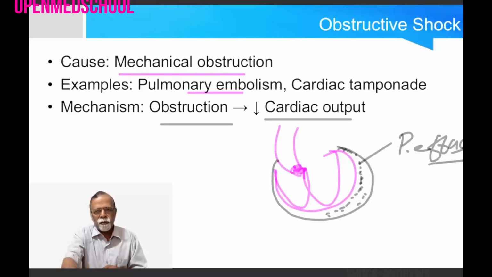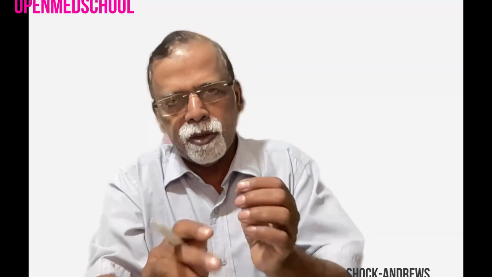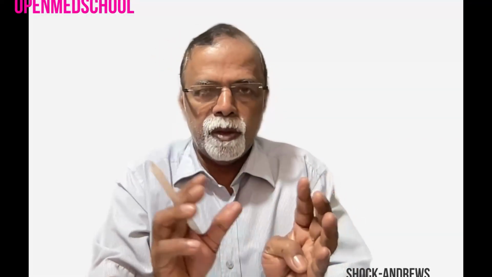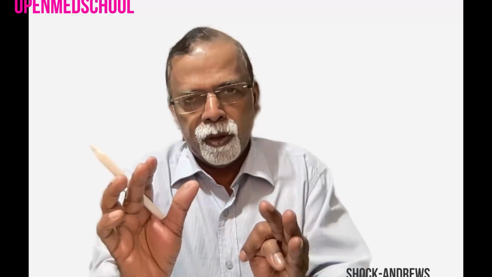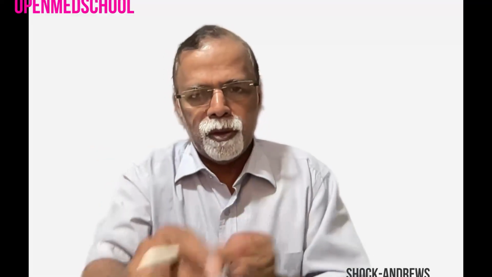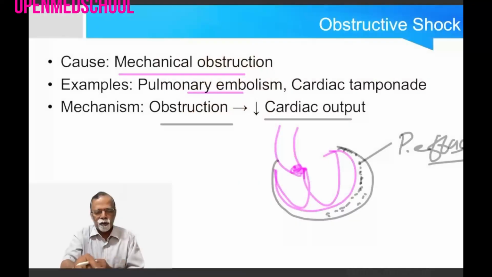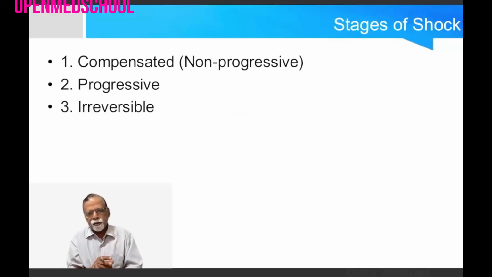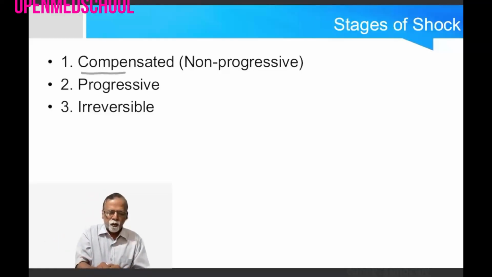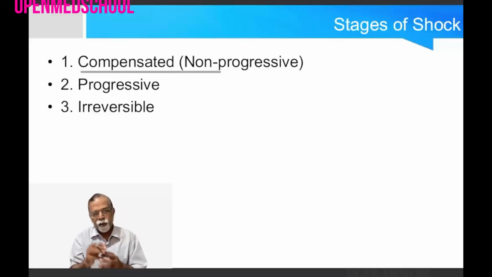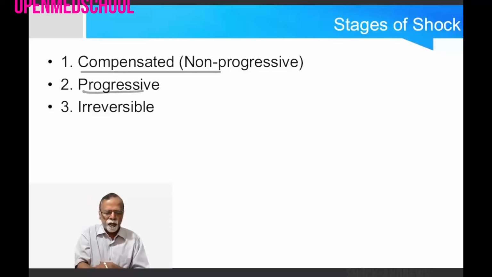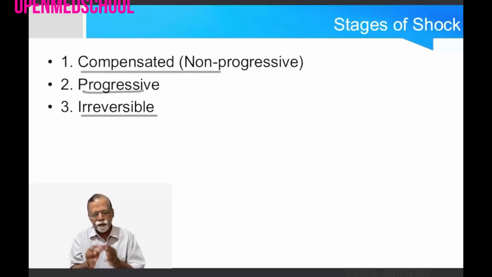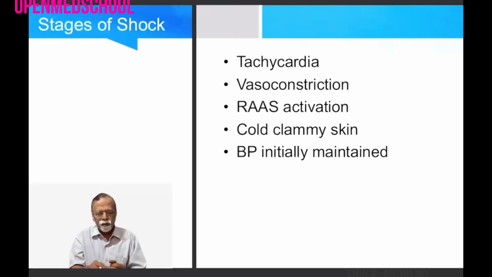So what are the major causes or types of shock? Hypovolemic shock, distributive shock, cardiogenic shock, and obstructive shock. These are the major types of shock that you should remember. Then the shock goes through various stages. The initial period is compensated, and you may not be able to detect it. There is a compensated phase, then it becomes progressive, and finally it becomes irreversible. So these are the three stages: a compensated phase, a progressive phase, and an irreversible phase.